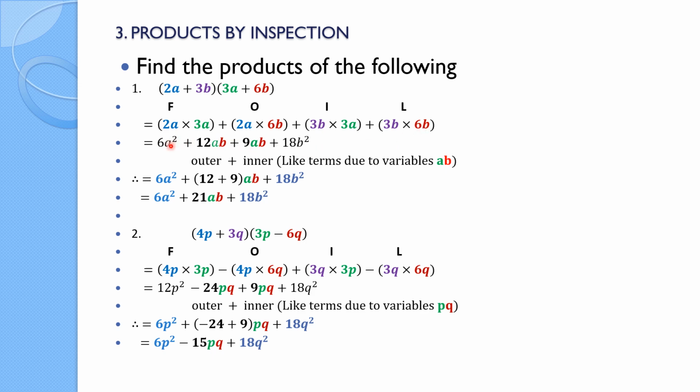Once we multiply it out there using first, outer, inners, last, you'll see we have 4 terms. But the 2 in the middle are generally like terms. Not always the case, but most of the times when we test it, it would be like terms. So outer plus inner, like terms. So 12 plus 9 gives me 21. So therefore my final answer, 6a squared plus 21ab plus 18b squared.